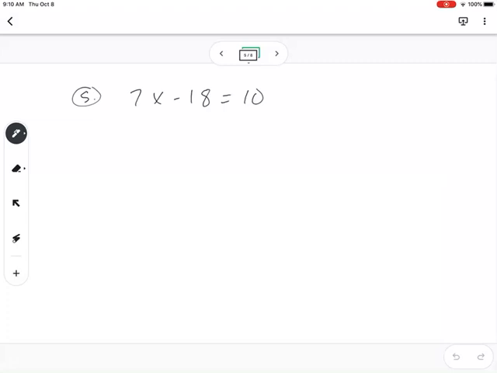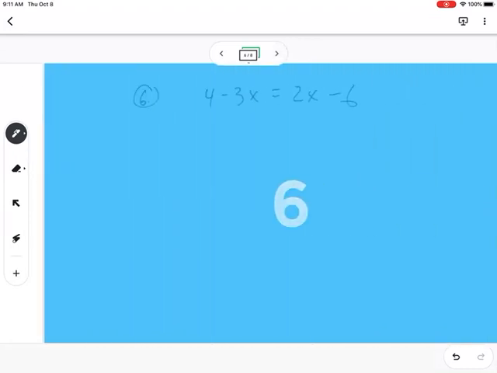Okay, now the last four are solving of equations. This is the simplest one. We have no simplifying to do on each side of the equation. We just need to get x by itself. So step one is add 18 to both sides, and you're left with 7x equals 28. And now we divide both sides by 7. 28 divided by 7 is 4.